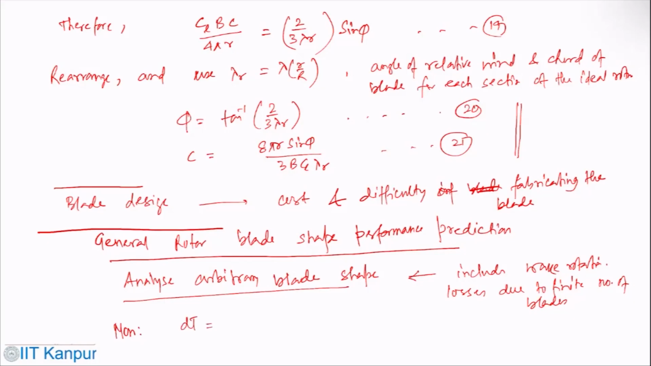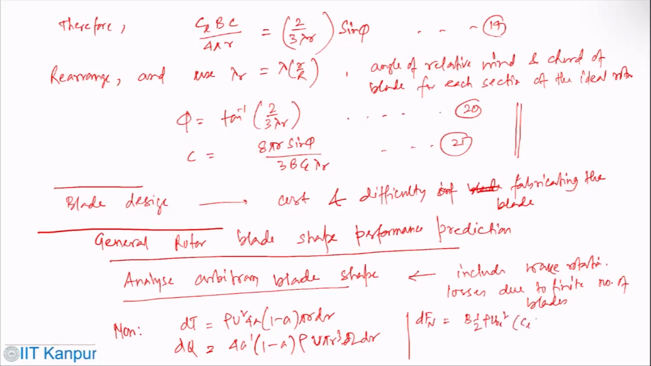One is that dT equals rho U square 4a (1 minus a) pi r dr, and dQ equals 4a prime (1 minus a) rho U pi r cube omega dr. And from blade element theory, we had dFn, which is B half rho U rel square (CL cos phi plus CD sin phi) c dr, and dQ equals B half rho U rel square (CL sin phi minus CD cos phi) c r dr. So these are what you have from momentum theory and blade element theory.